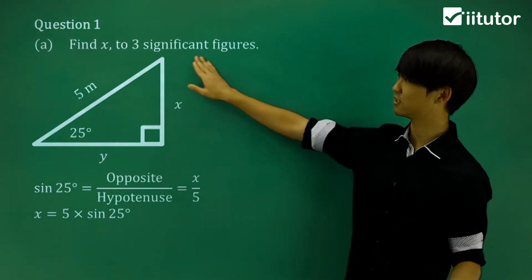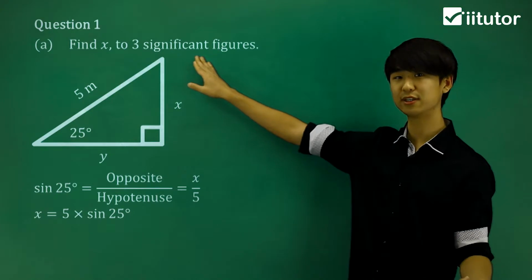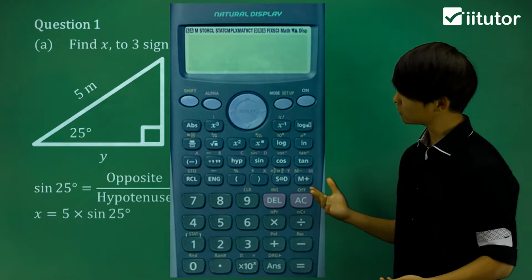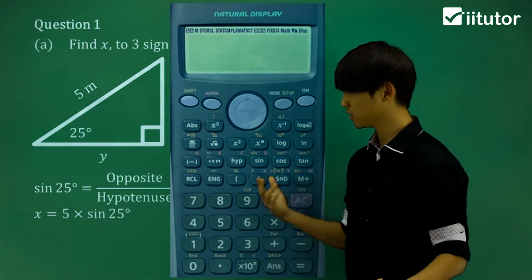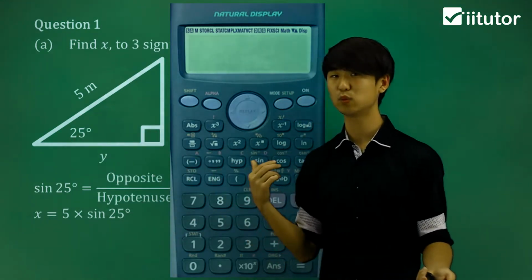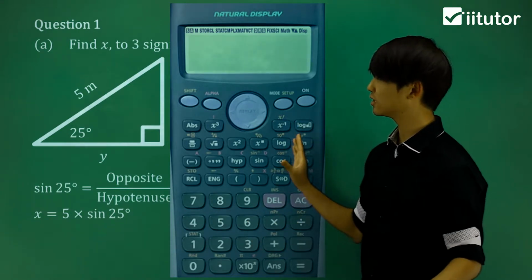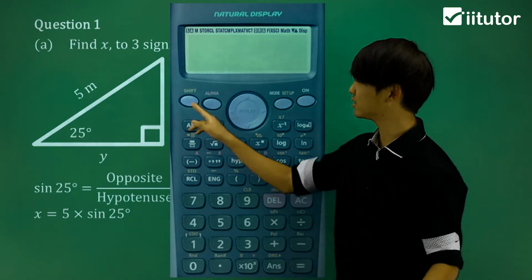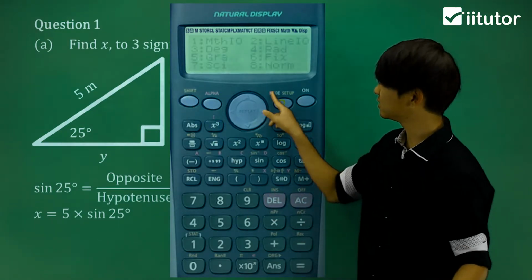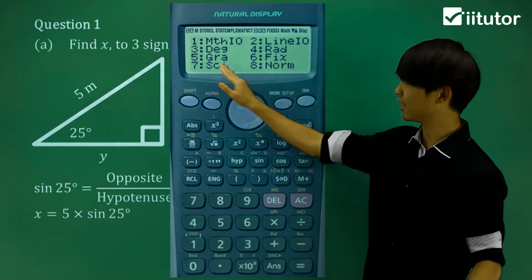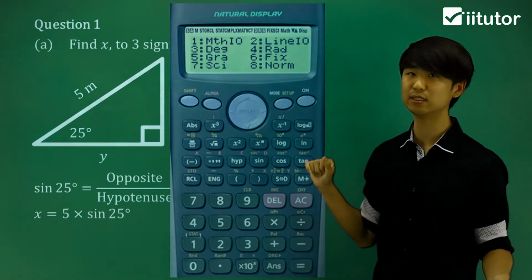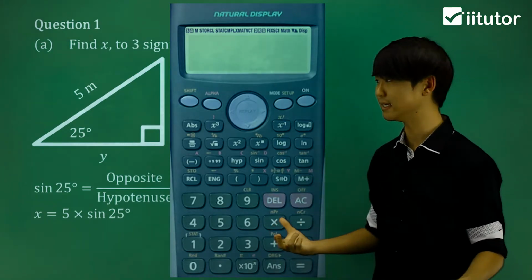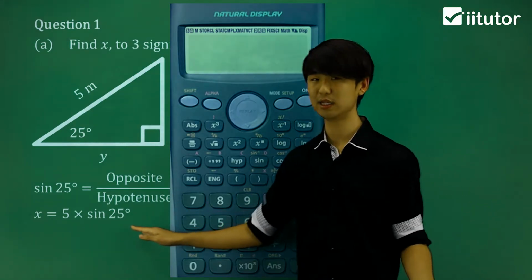Now, the question asks me to find 3 significant figures. To do that, we're going to have to enter this into our calculator. Before we do that, let's take note that the angle here is given to us in degrees, which means we need to make sure that my calculator is in degree mode. To do that, I'm going to press Shift, Setup, and if we take a look at it, the one we want is degrees, which is number 3. So just press 3. That just makes sure that it's in degree mode before we calculate this value.